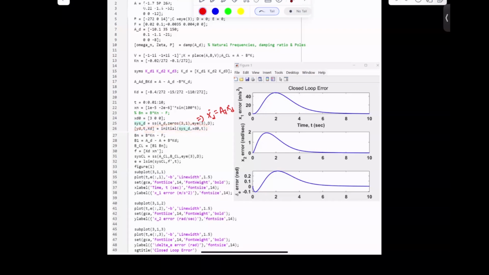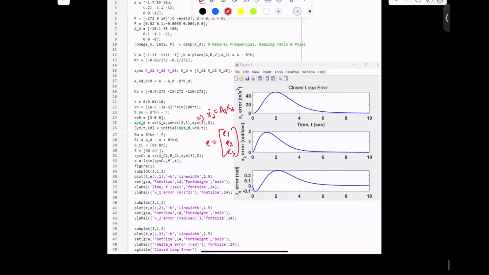Now we'll come to the error dynamics. These are the parameters we are going to use in the error dynamics, and this is the closed loop error dynamics we have. Now we are finding the error. Here E is a vector, so E is actually E1, E2, E3. The other things are just to modify the plot.